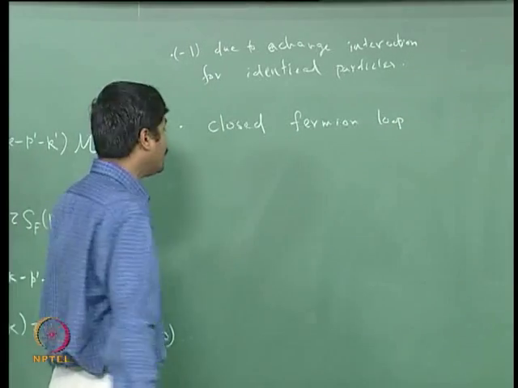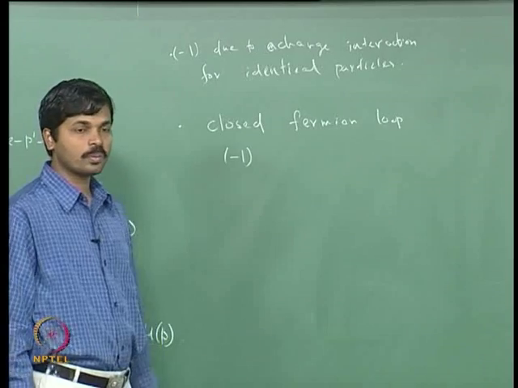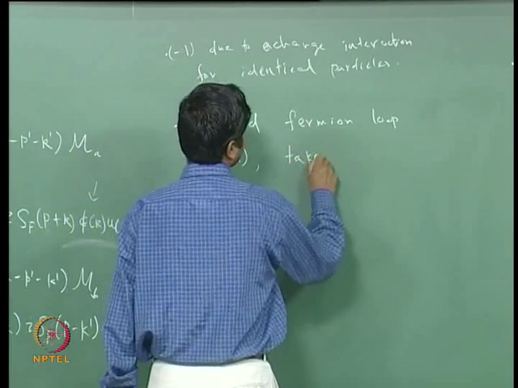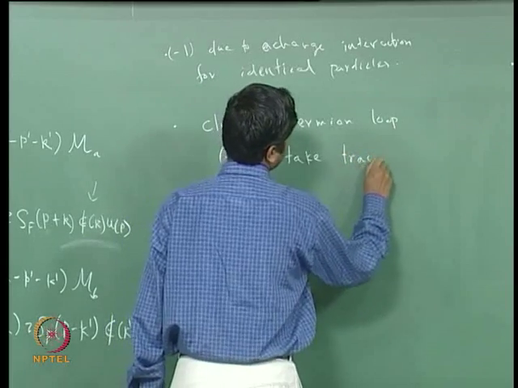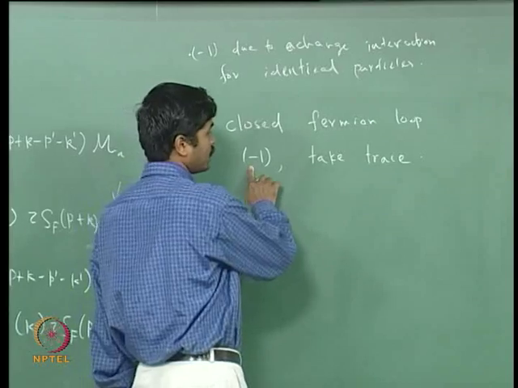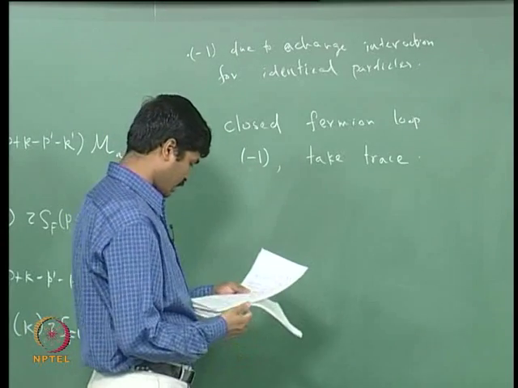Then you have to write a -1 for every closed fermion loop, and then you have to take a trace. So, we will see why you need a -1 and then why you need to take a trace in a moment.